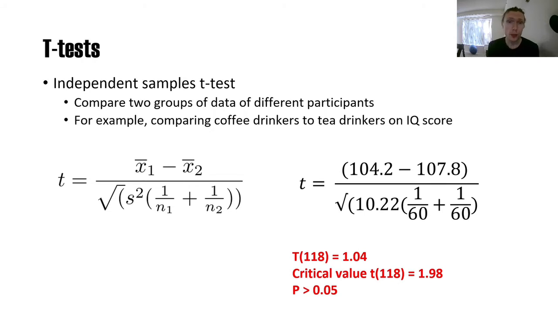Again, just as with the dependent t-test, we are not 100% certain now that there is no difference between coffee drinkers and tea drinkers. We just don't have the evidence to show that there is. All right. So now we went through all the examples of all the t-tests.